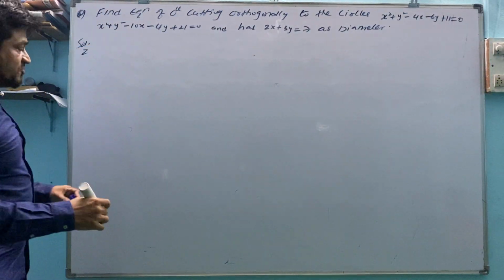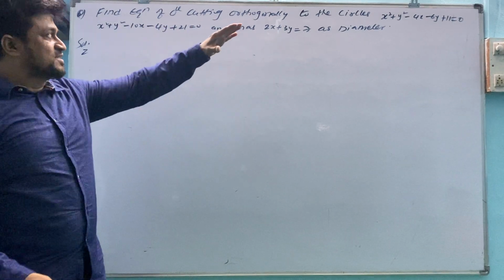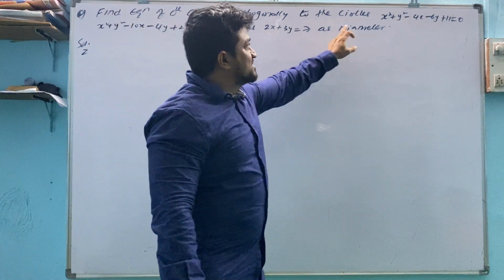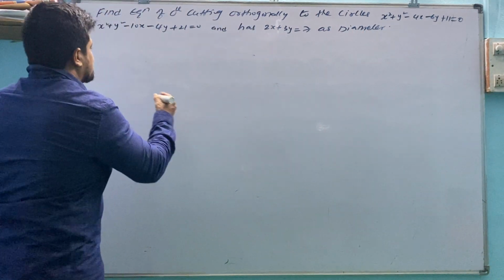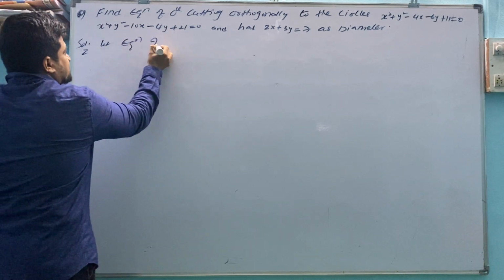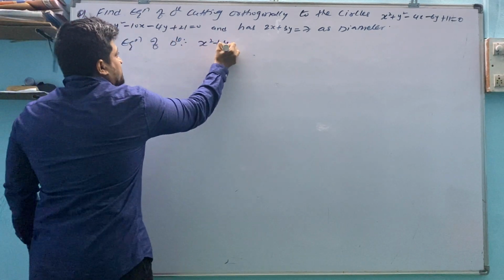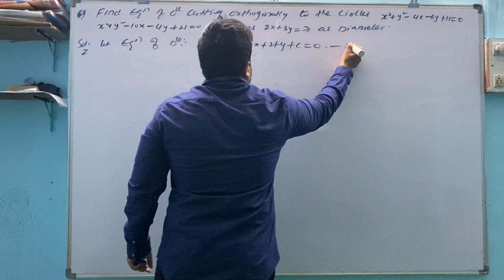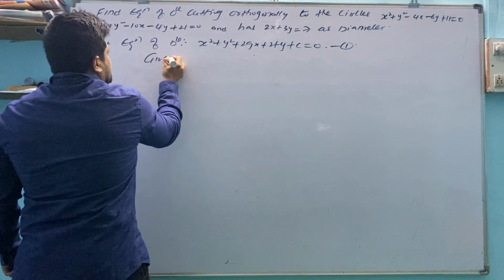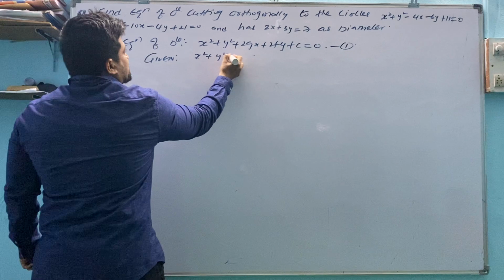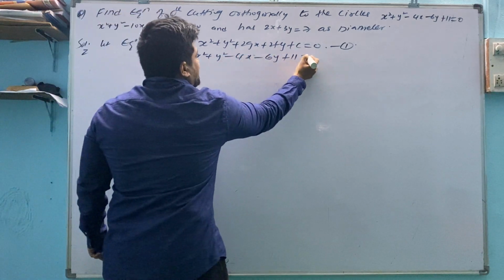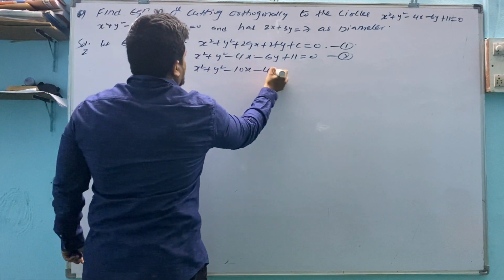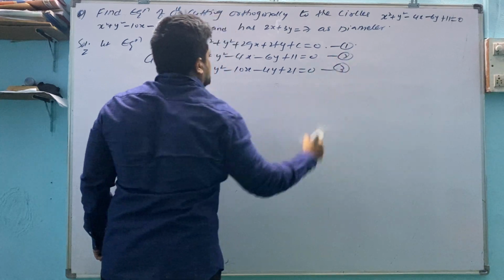Check this one. Find the equation of a circle cutting orthogonally to the circles, two circles cutting orthogonally, and has one line as diameter. So what do we have to do? First thing, let the equation of the circle be x square plus y square plus 2gx plus 2fy plus c equals to 0. This is 1. And the given circles are x square plus y square minus 4x minus 6y plus 11 equal to 0, and the next one, x square plus y square minus 10x minus 4y plus 21 equals to 0.